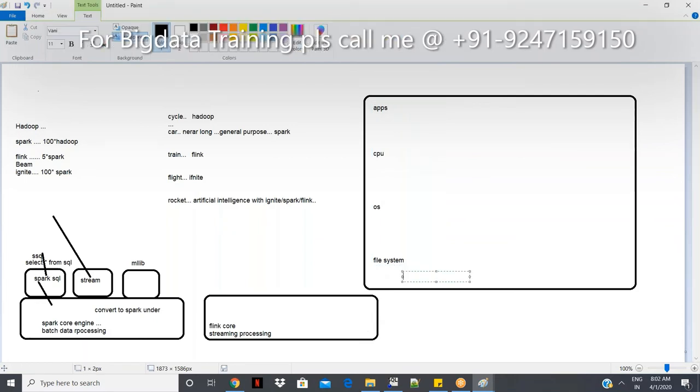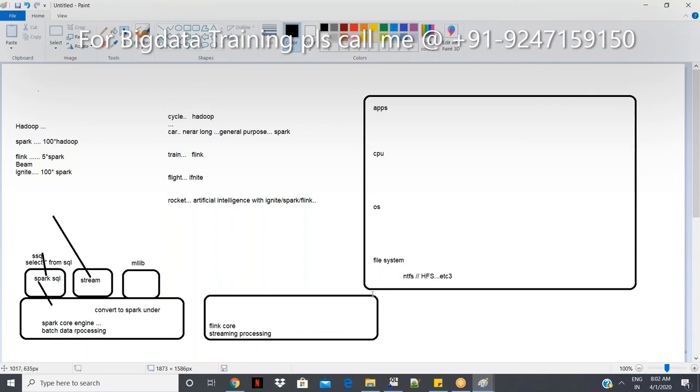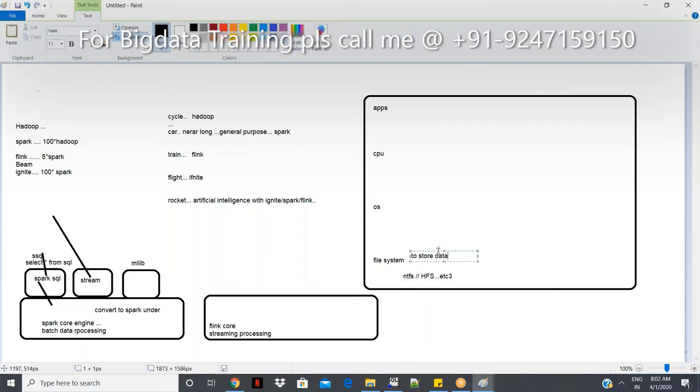You are using a Windows system. Then NTFS is one file system, or HFS, hierarchical file system, or ext3 file system. This is one file system. What is this NTFS file system? It is intentionally developed to store data. That's why you are using this file system. On top of this, you are using an OS. For example, NTFS uses Windows OS, HFS uses Mac, ext3 uses Ubuntu. Based on this file system, you use the appropriate OS. What are the OS responsibilities? Schedule tasks and allocate resources, that is the OS main responsibility.